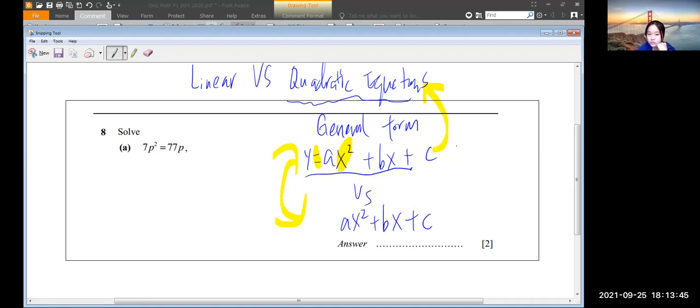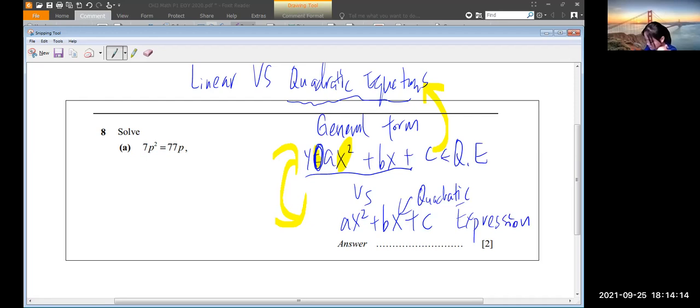This is called a quadratic equation, short form QE. This is called an expression, or you can call it a quadratic expression. This one is called a quadratic equation. Why is it called an equation? Because, like I said, there is an equal sign here.